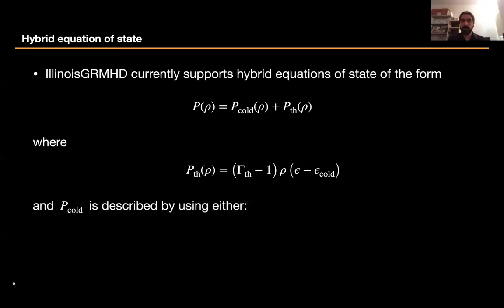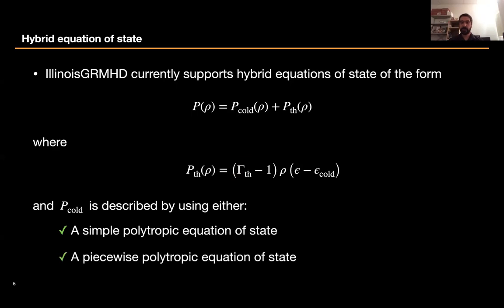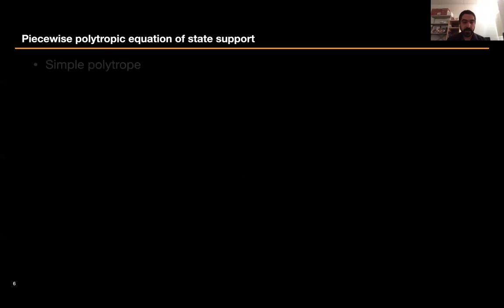And now the cold pressure, while it was already available in simple polytropic description, we have extended it for piecewise polytropic equations of state as well. So as a brief reminder, a simple polytrope is given by this relation between pressure and baryonic density, where K code and gamma code are constants that you start with and keep throughout the simulation.